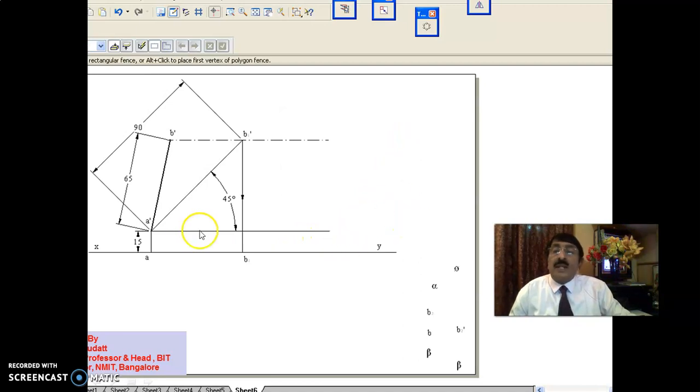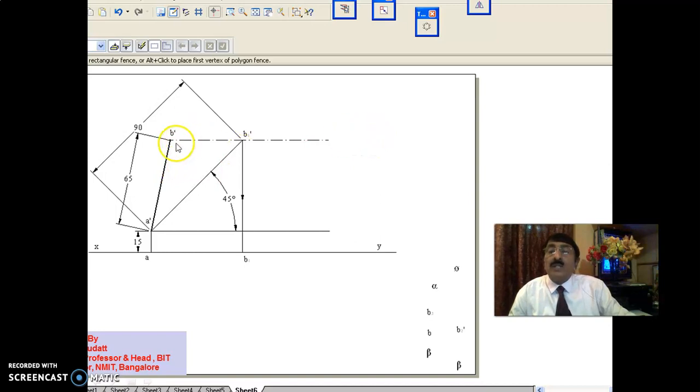Now you see here, the front view of the line, they have given as 65 mm. With A dash as center, you already have the locus, no? You already have 90 mm, if you cut, you already have the locus. Now with A dash as center and 65 mm as the radius, cut it here. In that way, you are getting the front view of the line also. That means three parameters are already over.